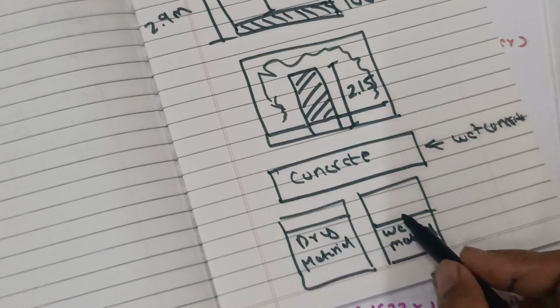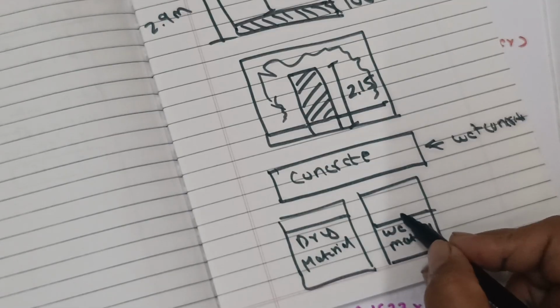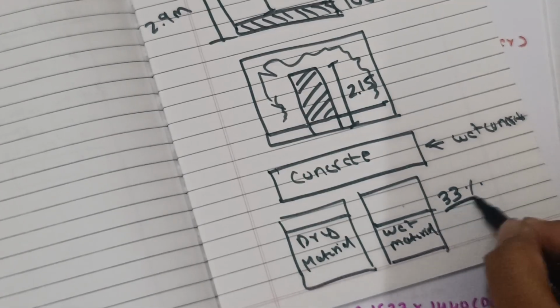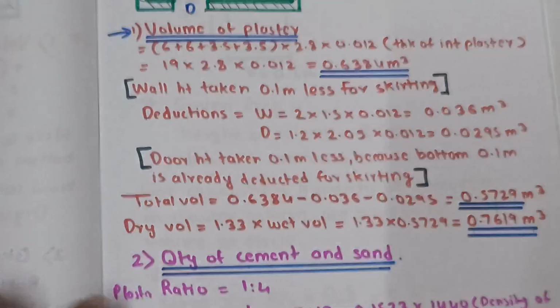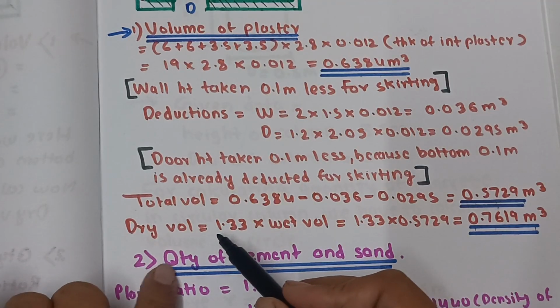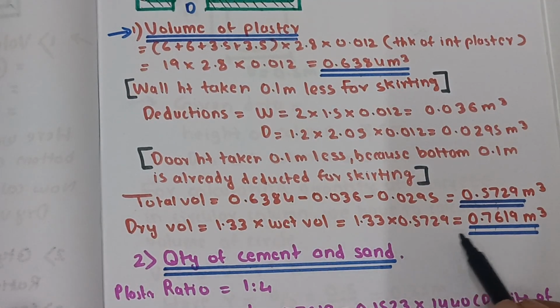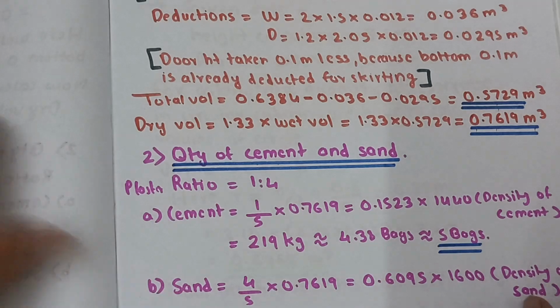So now we have to add 33% on the wet volume. We have to increase the volume by 33% for calculating the dry volume. Therefore we have taken 1.33, that is a 33% increase, into the wet volume. We get 0.7619 m3. Now calculate the quantity of cement and sand.